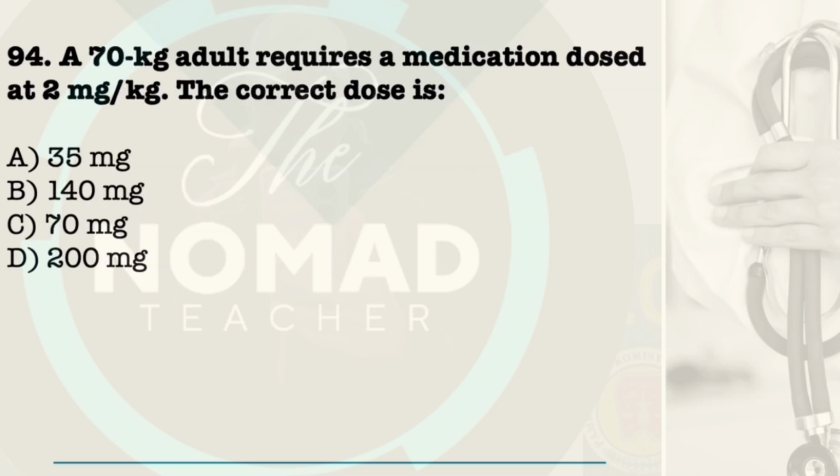93. A client on aminoglycoside antibiotics, for example, gentamicin, should be monitored for: A. Nephrotoxicity and ototoxicity, hearing loss. B. Only hypoglycemia. C. Increased platelet count only. D. Joint pain only.